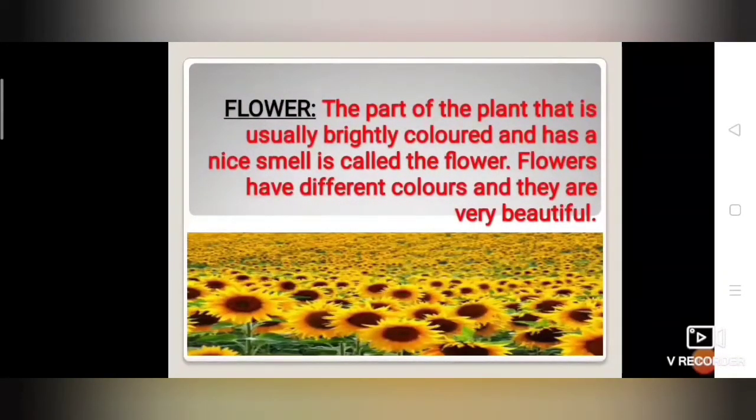Let's now turn to the next part, that is about flower. The part of the plant that is usually brightly colored and has a nice smell is called the flower. Flowers have different colors and they are very beautiful.